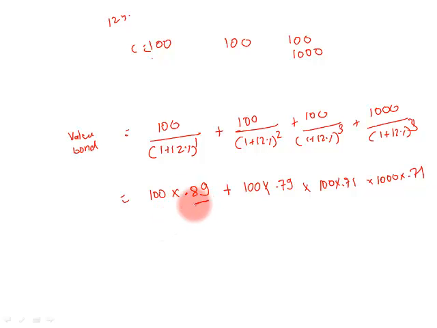So these 0.89, 0.79, 0.71, these are called discount factors, and these discount factors I'm going to call Z. So to this number I'm going to say Z1, to this number Z2, this number Z3, and this number Z3 again. So Z is nothing but the discount factor for the appropriate time period. Are we clear here? Okay. So let us start the calculations now.